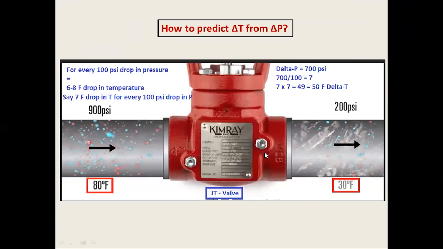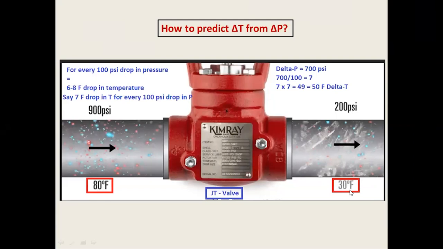So here is 900, and we measure the pressure in the downstream. It is 200 psi, so the delta P is 700 psi. This is written here, delta P 700 psi, using this particular valve with these pressures. The temperature here was 80 Fahrenheit, and we measured the temperature here, it is 30 Fahrenheit.